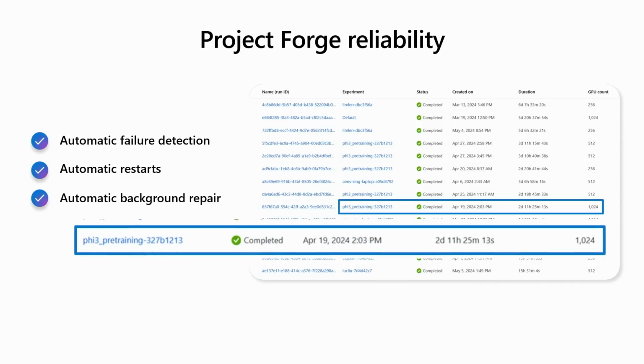This is, by the way, an actual trace. This is, for example, some of the Phi 3 runs that were done on Project Forge. Like I said, all of our runs, including all the Phi runs, happen on top of this Project Forge infrastructure. This is 1,024 GPUs, a job that ran for 2 days, 11 hours, so close to 2.5 days on 1,000 H100 GPUs.